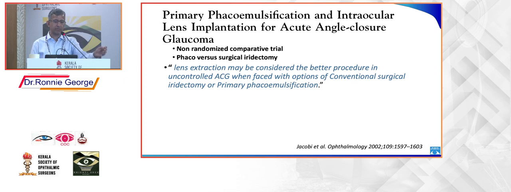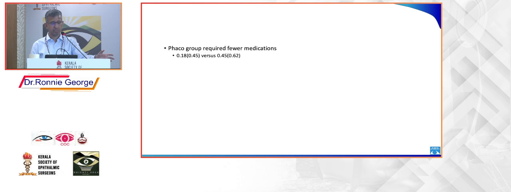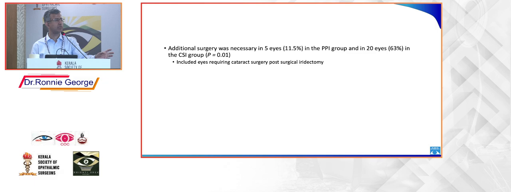Coming to the glaucomas now, when you look at primary phacoemulsification and IOL implantation for acute angle closure glaucoma, this was the terminology at that time, but today it is called acute primary angle closure. There was a non-randomized comparative trial which looked at lens extraction versus surgical iridectomy as the primary treatment. What they found was the phaco group required fewer medications, 0.1 versus 0.45 between the groups. But in both groups, patients required between 0 to 2 medications at the final follow-up. Additional surgery was necessary in 5 eyes in the phaco group and in 20 eyes in the iridectomy group. But once you reanalyze this by excluding the patients who required only cataract surgery in the iridectomy group, there was no difference between the two groups.